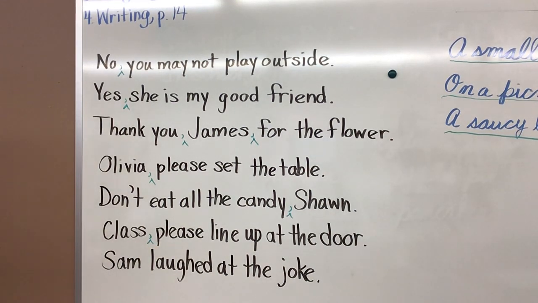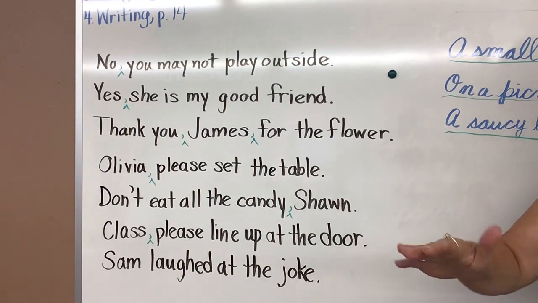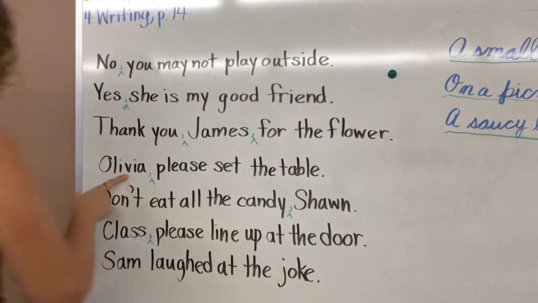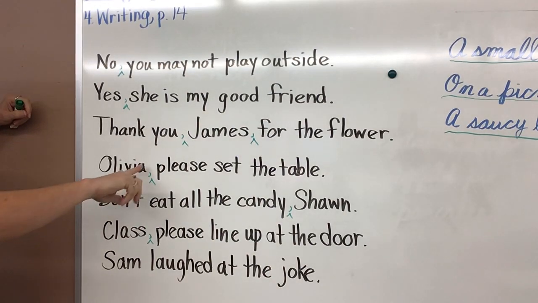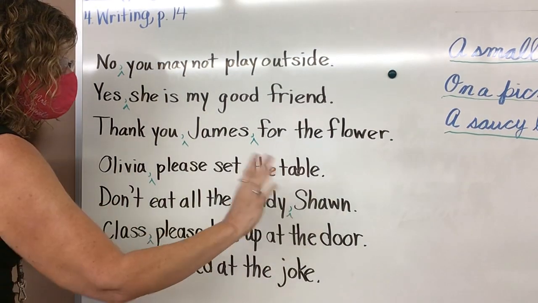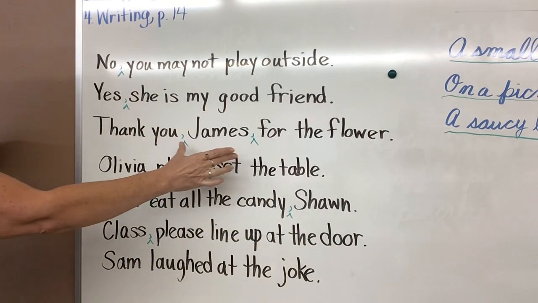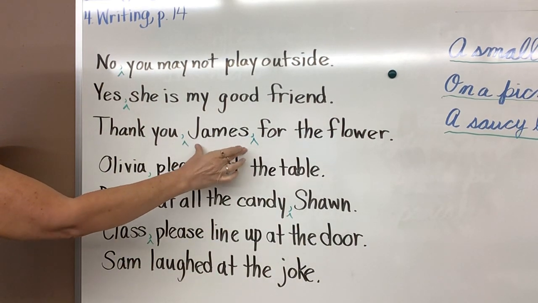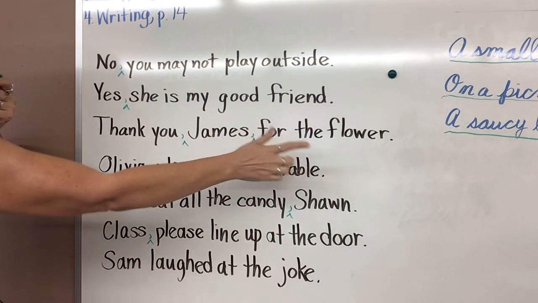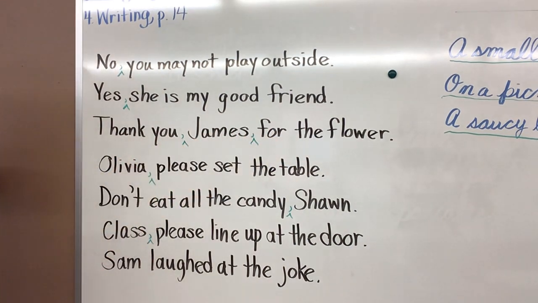All right, now, think about it. If the person's name is at the beginning of the sentence, then you put the comma after their name. If the person's name is at the end of the sentence, then you're gonna put the comma before their name. And if the person's name is in the middle of the sentence, you're gonna put it both before and after their name. Okay, like this with Olivia at the beginning of the sentence, so we put the comma after. Sean was at the end of the sentence, so we put the comma before, but on the one page James was right there in the middle of the sentence. Thank you, James, for the flower, so you had to put commas before and after the name.